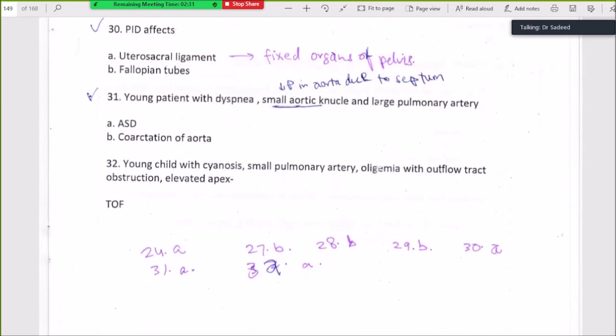30. PID affects the uterosacral ligament. Fixed organs of the pelvis: pelvic inflammatory disease affects the uterosacral ligament. 31. A young patient with dyspnea, small aortic knuckle and large pulmonary artery is ASD. Small aortic knuckle because of decreased flow in the aorta due to the septal defect. So this is atrial septal defect. 32. A young child with cyanosis, small pulmonary artery, oligemia with outflow tract obstruction and ventricular septal defect is tetralogy of Fallot.